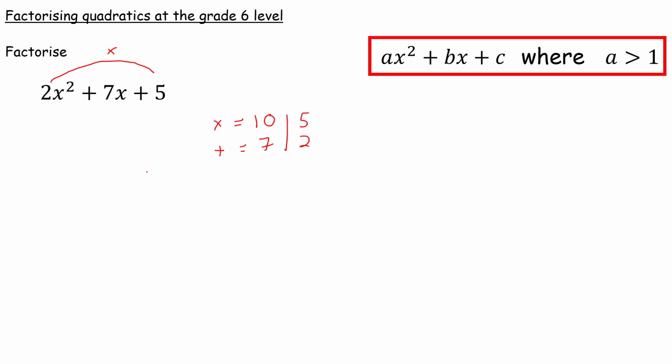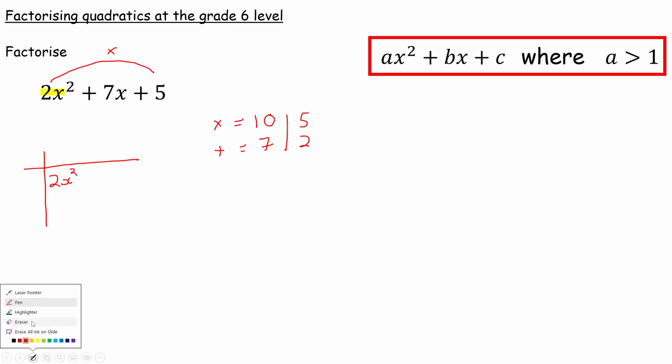Now, the next part is we're going to make a bit of a grid, okay, and you're going to see why in a second. And the way that we do this is we put the first part, 2x squared, in the top left of the grid, and it's always going to be the same. So 2x squared is going to be going up here. You put the last part of the quadratic, which is the 5, in the bottom right, so 5 can go down here. And then these two numbers, 5 and 2, you can put anywhere in your grid. So let's put the 5 here, and the 2 here.